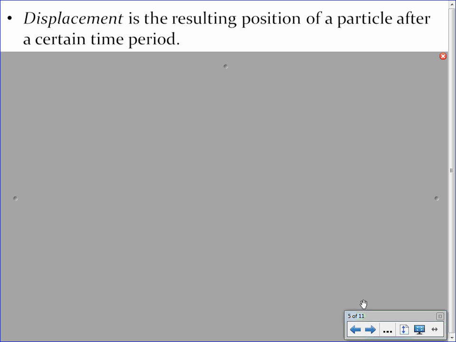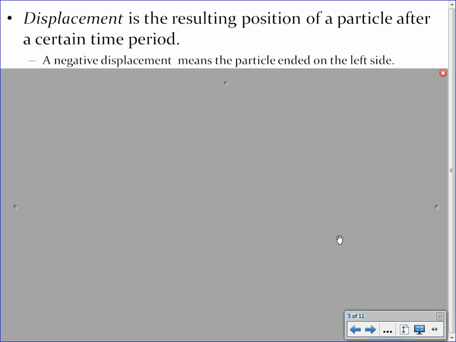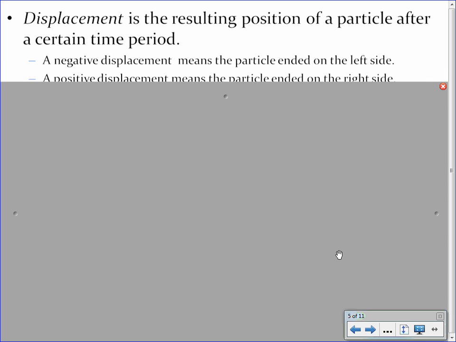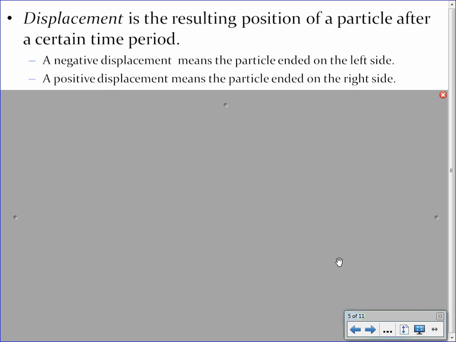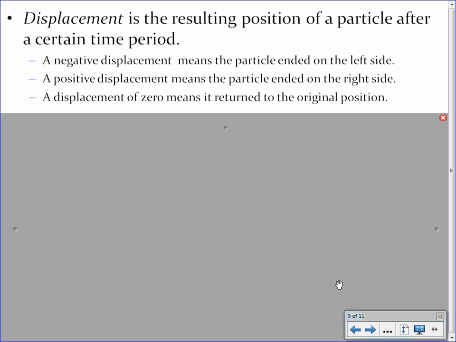Negative displacement means what? You'd be to the left of the origin. Positive? Right, you are to the right. And 0? You are back to the origin. You are back to your original position.